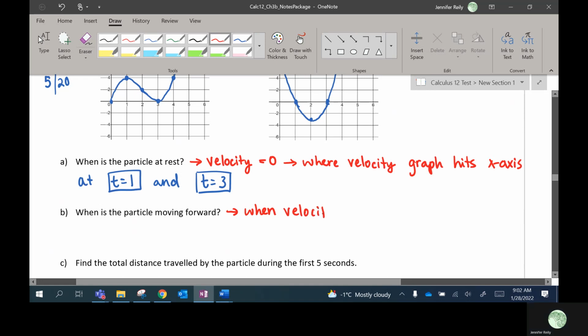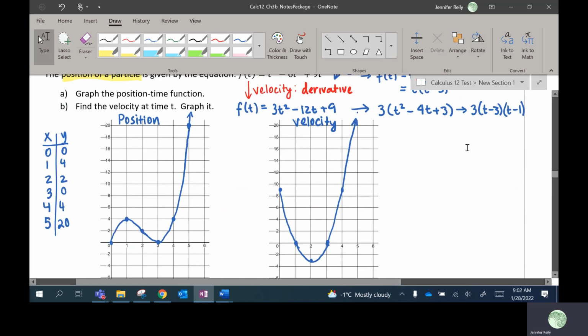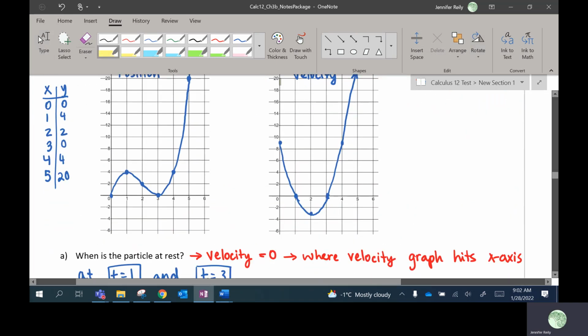Velocity is positive. Remember that all of these numbers on the y-axis represent the different velocities at any given time for the particle. All of the ones I'm highlighting in yellow are positive numbers. So when the graph is in the yellow zone, we have positive velocity, and when the graph is in the blue zone, we have negative velocity.